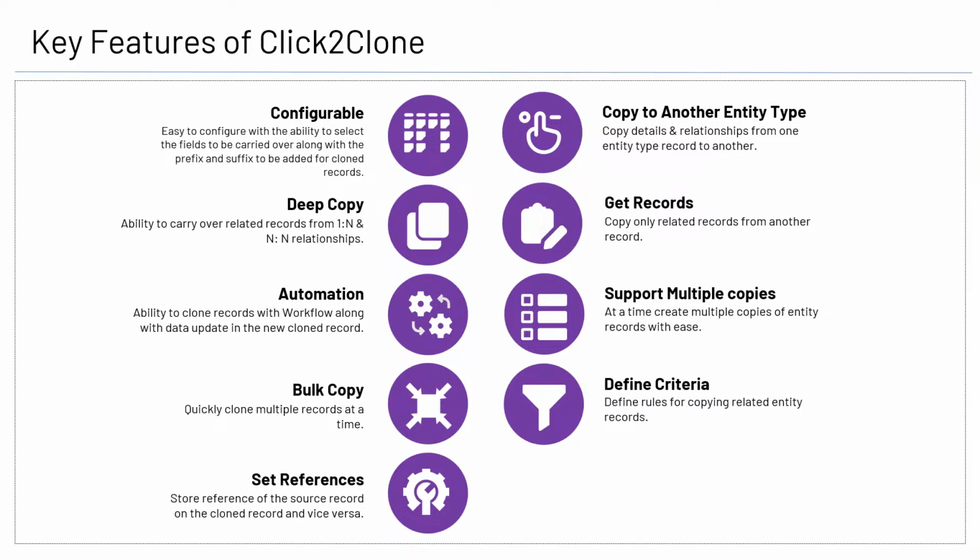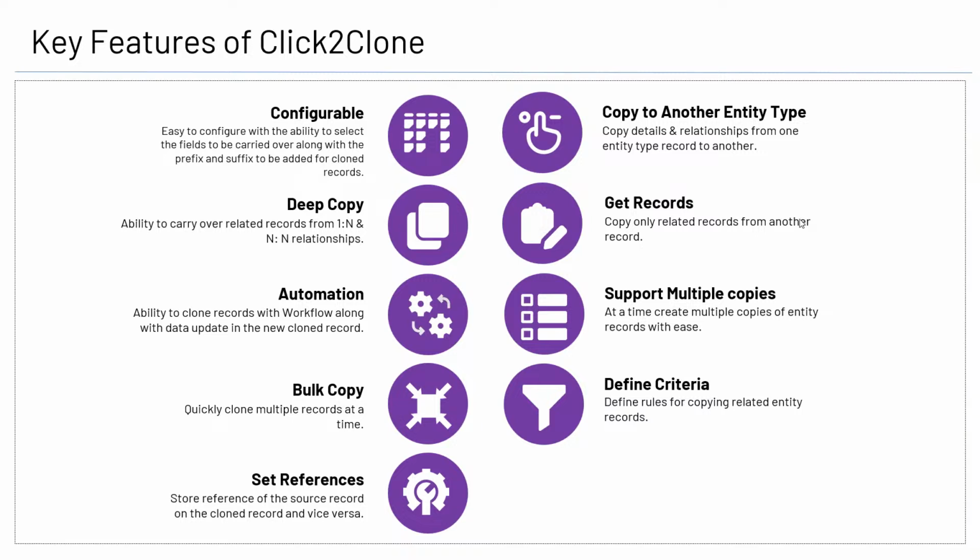No doubt, Click to Clone also has the ability to clone the records with workflow, along with the data update in the new clone record with the help of automation. We support multiple copying or cloning at the same time. We have the bulk copy. We have the ability to define the criteria. You can set the rules for copying the related entity records, and finally we can also set references. So we can store the references of the source record and the target record on the clone records, and vice versa. That really helps to identify, hey, this is a clone record from a certain source record, and so on.